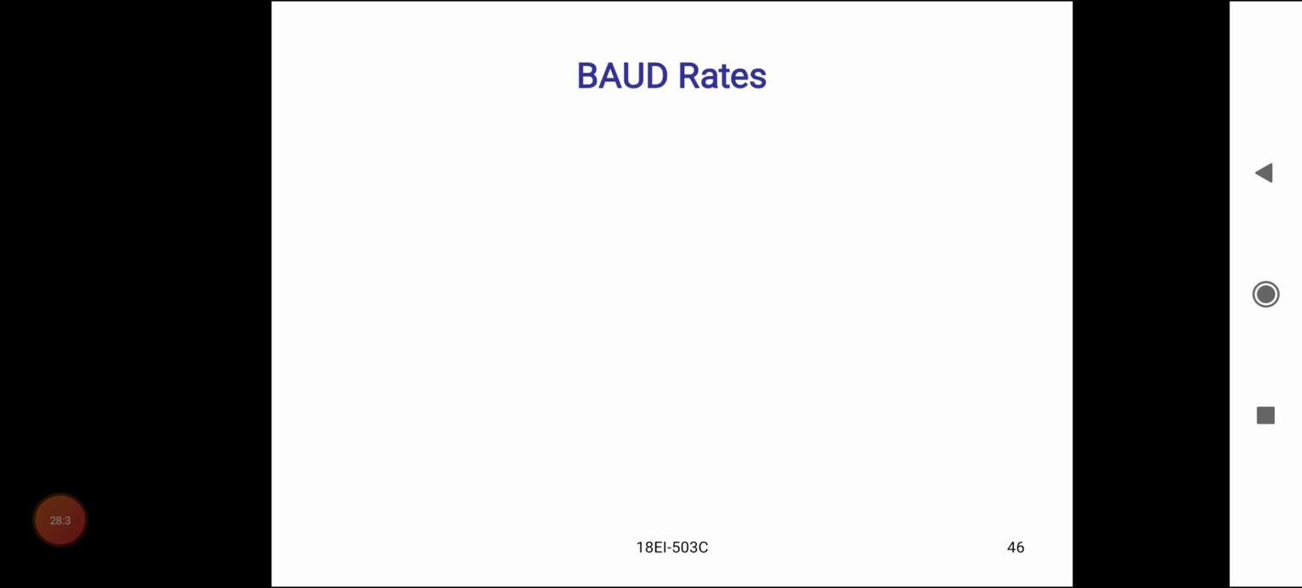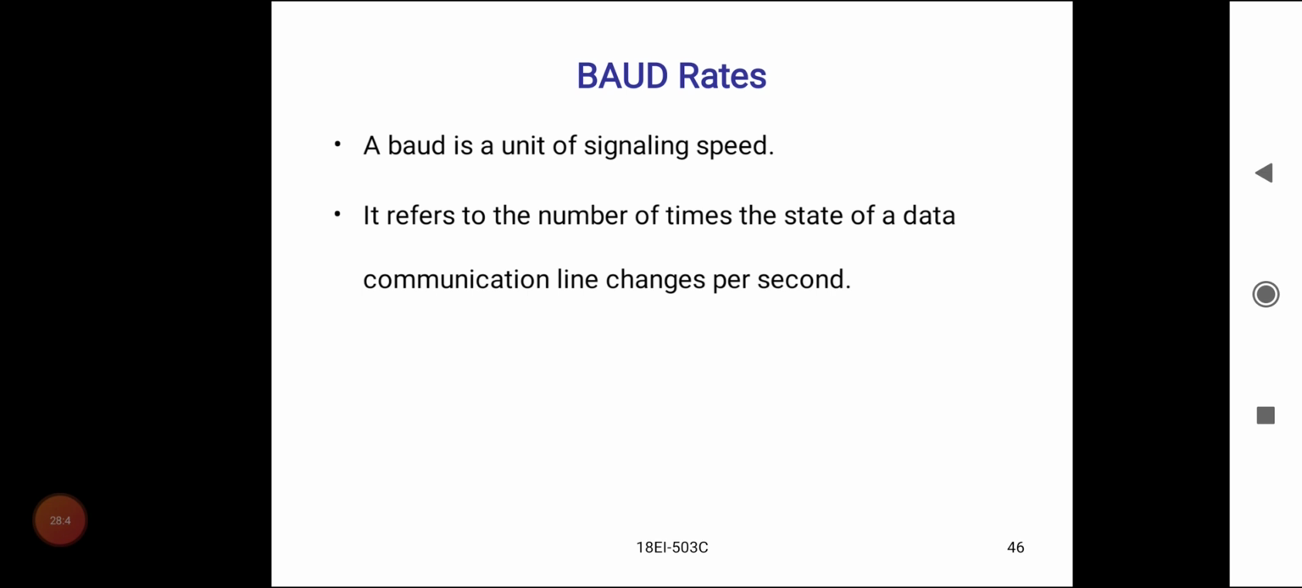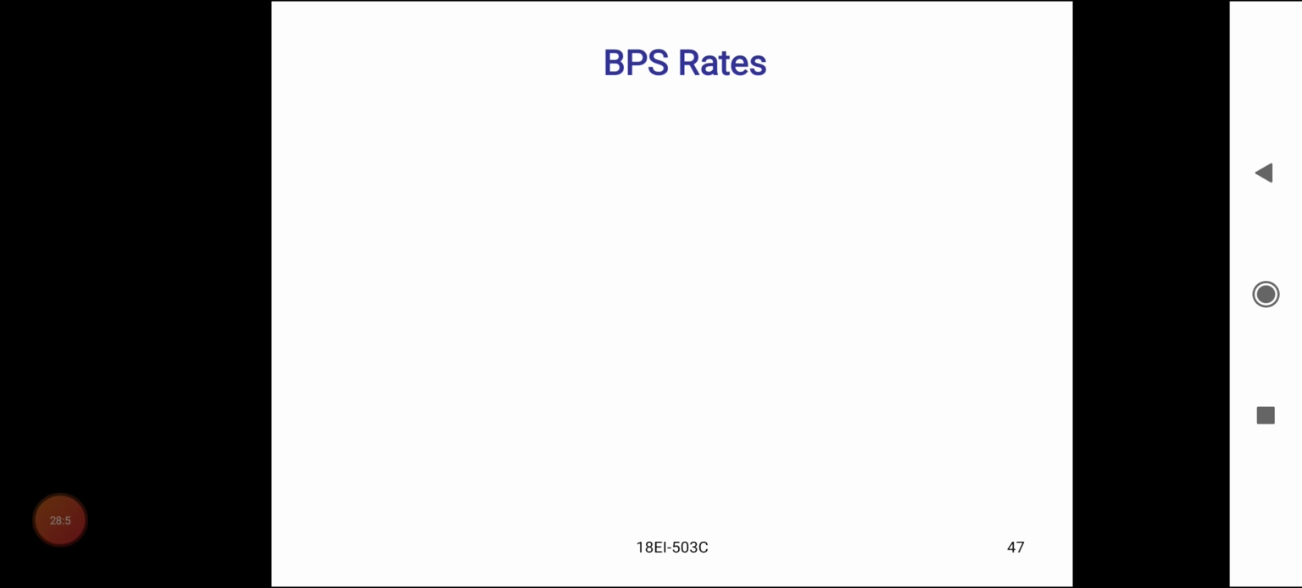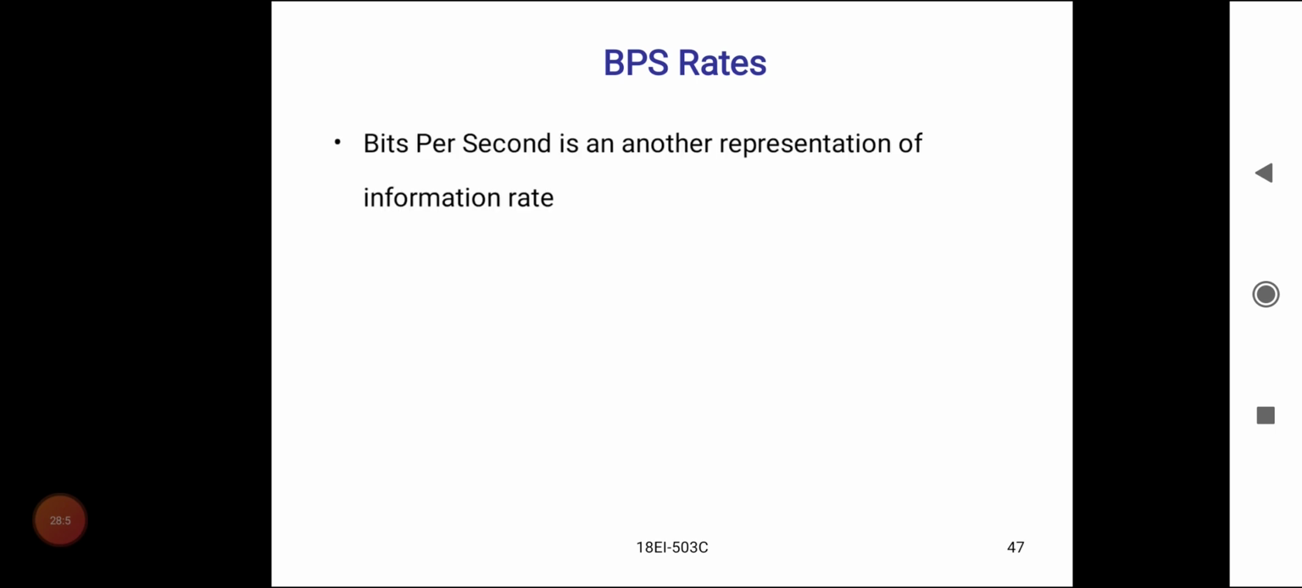Baud rates. A baud is a unit of signaling speed. It refers to the number of times the state of the data communication line changes per second. BPS rates. Bits per second is another representation of information rate. Bits per second is a more widely used term than baud rate.